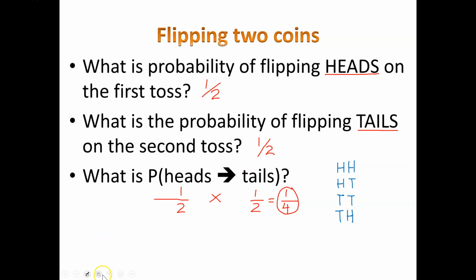So notice there are 4 possible results of flipping 2 coins. 1, 2, 3, 4. That matches our denominator. And only one of them gives us what we want, a heads and a tails. That's this guy. So 1 out of 4, and that matches up with our fraction multiplication.